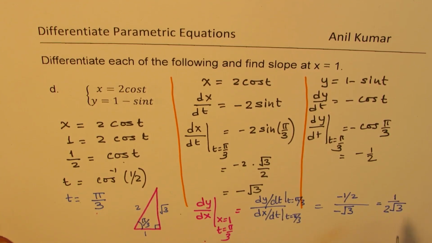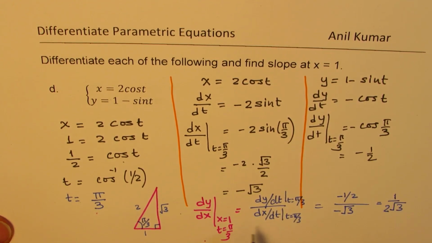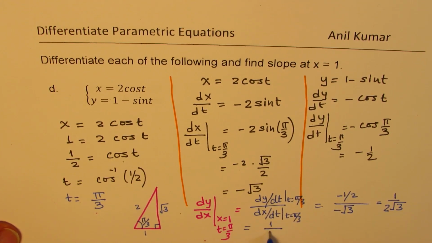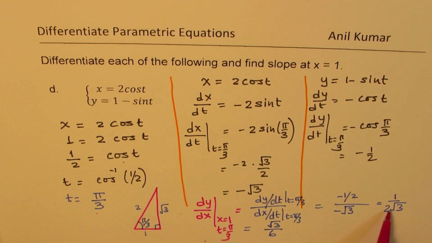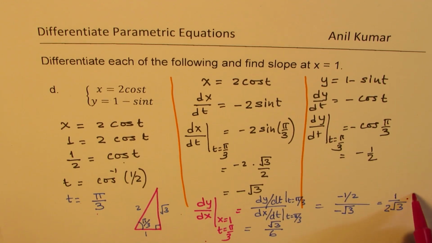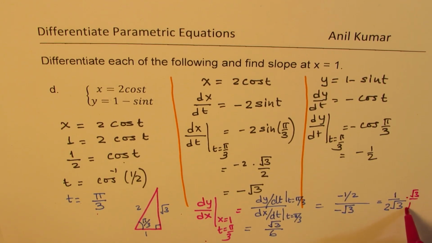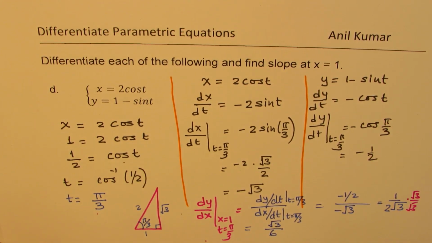Perfect. Now we could rationalize, so we could also write this as 1 over 6 and then multiply by square root 3, right? So we get square root 3 over 6 as our answer. Is that clear to you? Now I'd like you to pause the video and look into this. We rationalized it, basically multiplying by square root 3 and dividing by square root 3, which gives you 3 times 2 as 6, with square root 3 in the numerator.